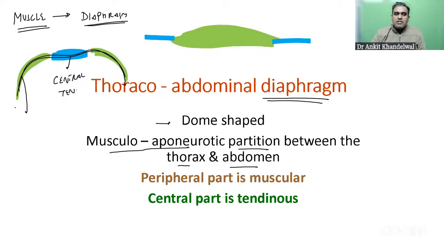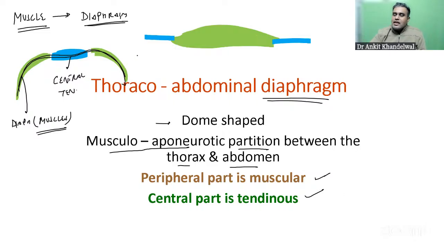The entire periphery of the diaphragm has muscles, which will come through different parts that we'll see. So the peripheral part is muscular and the central part is tendinous. Is this point clear? Remember, it forms a partition.